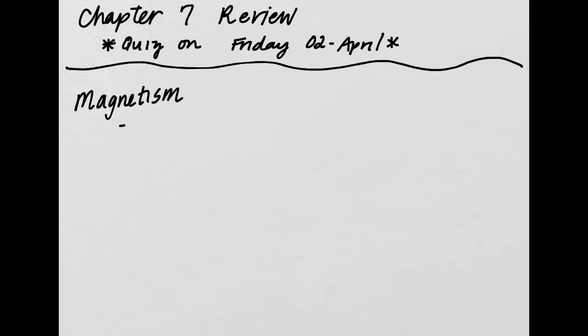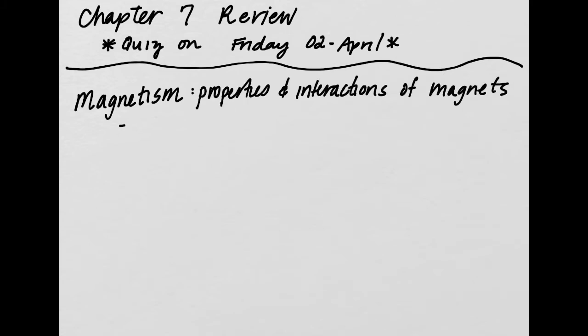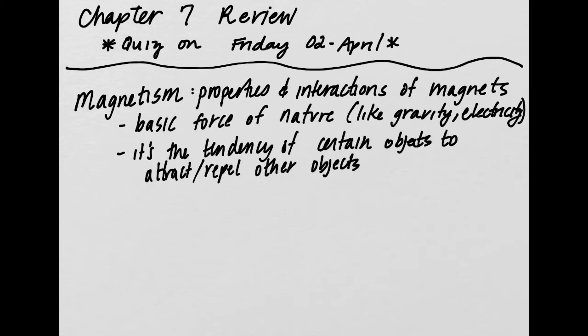Alright, so magnetism. Magnetism is the property and interactions of magnets. It is a basic force of nature, just like gravity and electricity, and it's the tendency of certain objects to pull or repel other objects.